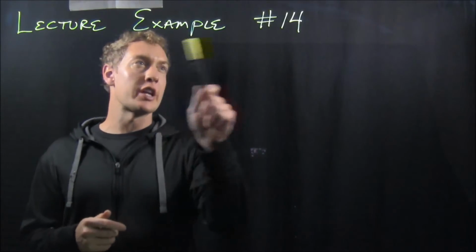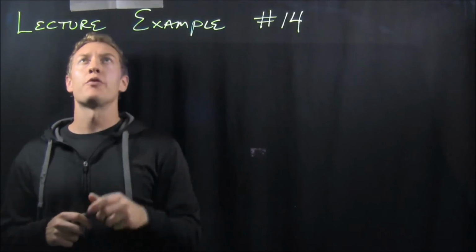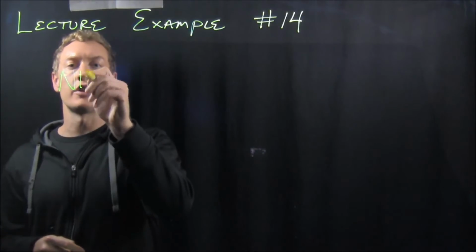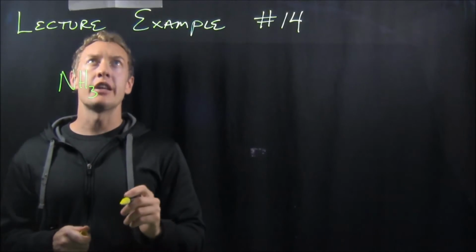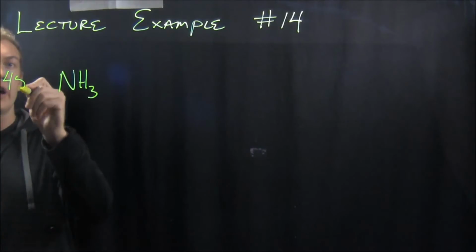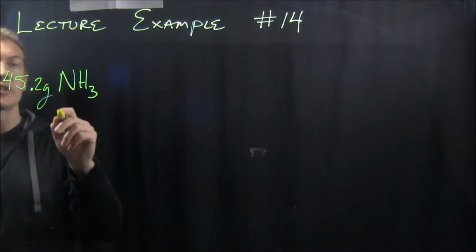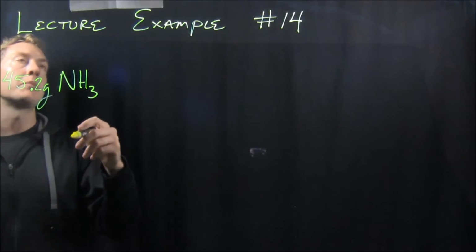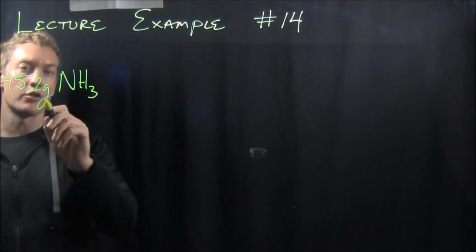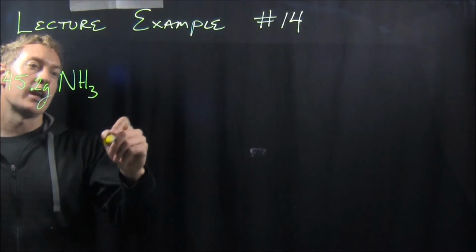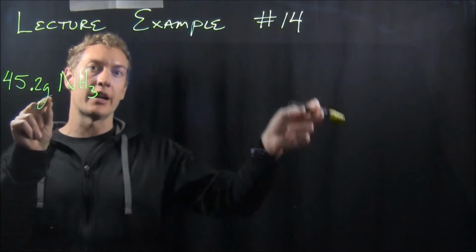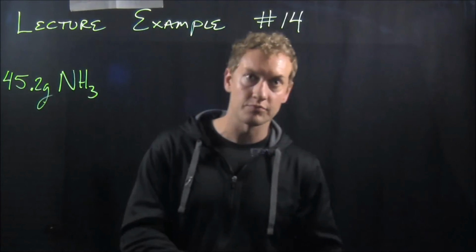Let's take a look at lecture example number 14. Lecture example 14 asks how many molecules of NH3, ammonia, are present in 45.2 grams of ammonia. So we have 45.2 grams of ammonia, and we want to figure out how many molecules that would be. I can convert grams to moles, and then I'm going to have to convert moles to molecules because grams does not connect directly to molecules.